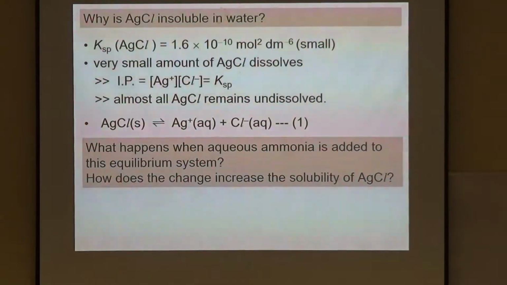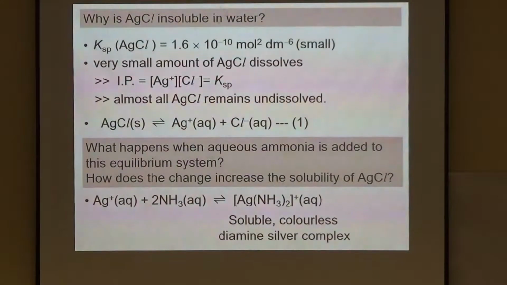Okay, so the reaction that happens is actually this. The silver ion will react with ammonia to form what we call a complex ion. It is an ion with silver and there will be ammonia dative bonded to it. Okay, two of them.